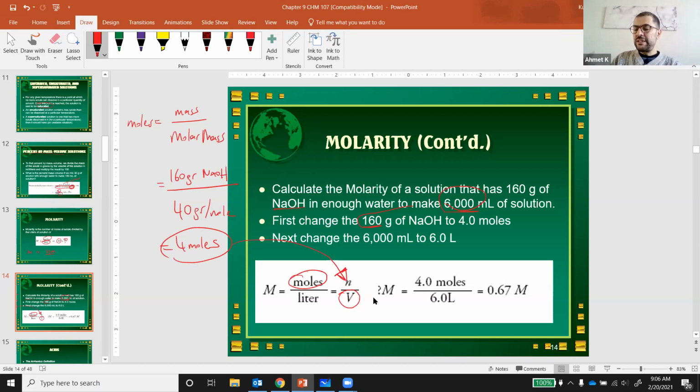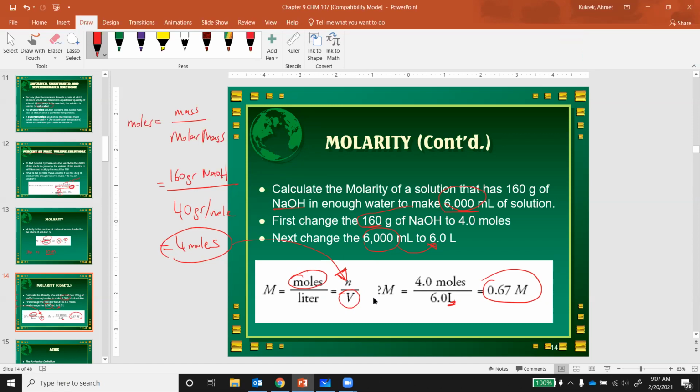All you have to do before you do your math is, in molarity, we always use liters, okay? Not milliliters, not like in the percentages, always liters. So you have to convert from 6,000 milliliters to 6 liters, and if you divide this, then you get your molarity, which is 0.67. Make sense? Yes. All right, very good.